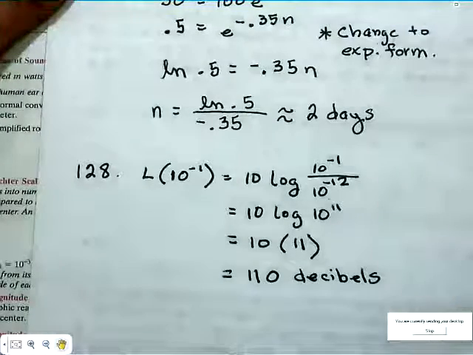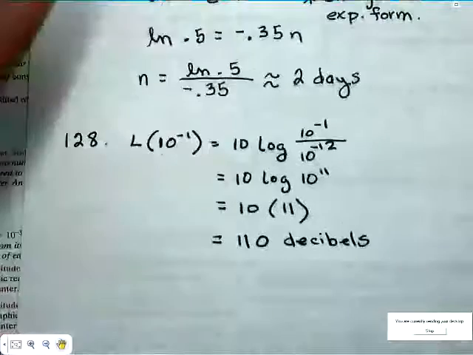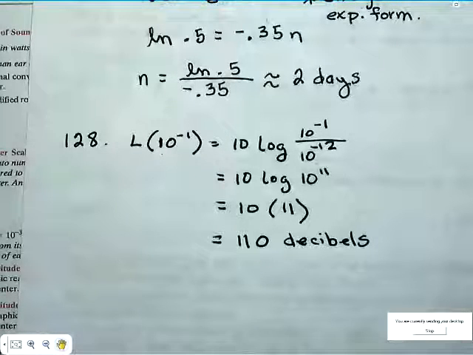Now, the decibel scale is called a logarithmic scale. It's a scale because it measures sound, and it's a logarithmic scale because its formula has a logarithm in it. The other common logarithmic scale is the Richter scale rating for earthquakes.